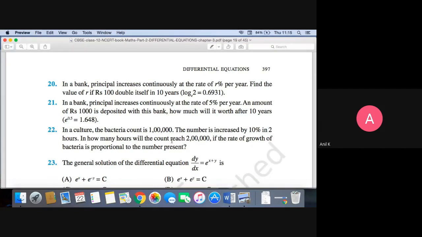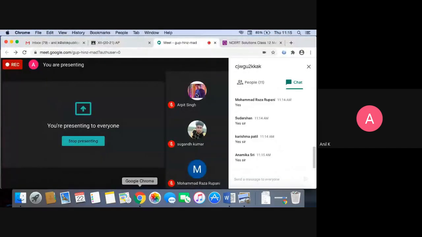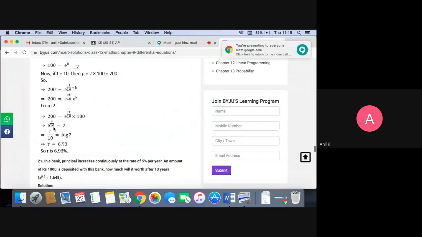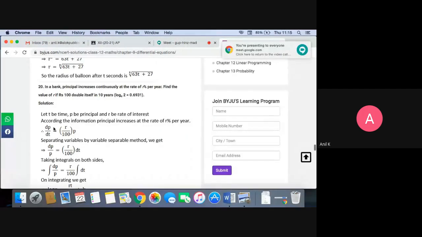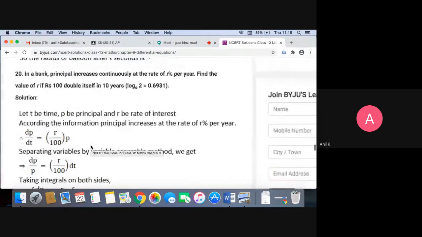I'll just explain the solution, since typing will take so much time. This is the 20th question. In a bank, the principal increases continuously at the rate of r percentage per year. That is, the rate of change of principal with respect to t is r percentage of the principal amount.